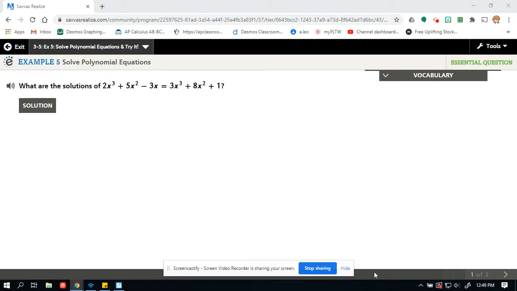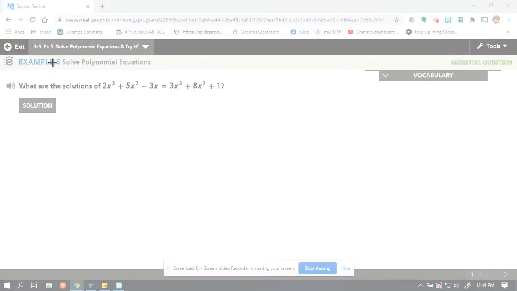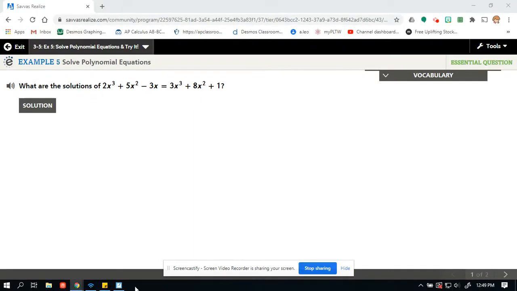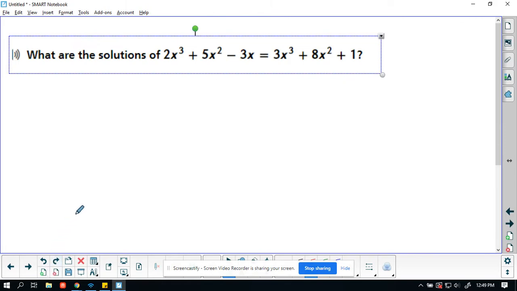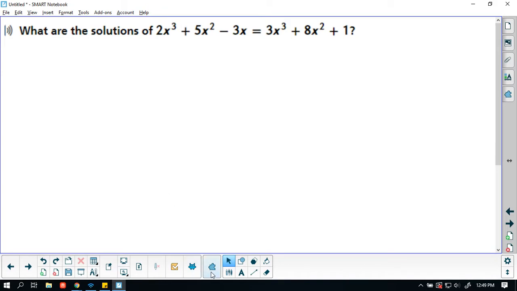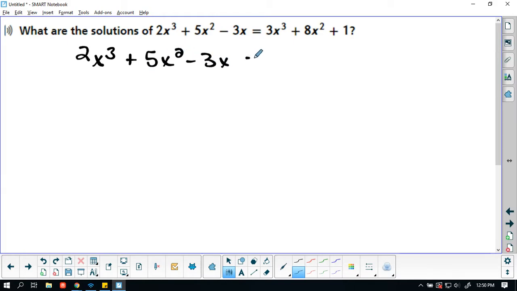So in here we're going to solve the polynomial equations and then we're going to try it. So we have this very nice, very long and very beautiful polynomial. I'm just going to rewrite it because I write a lot bigger and this is not enough space for me to write in. So let me just rewrite this out as 2x cubed plus 5x squared minus 3x equals 3x cubed plus 8x squared plus 1.